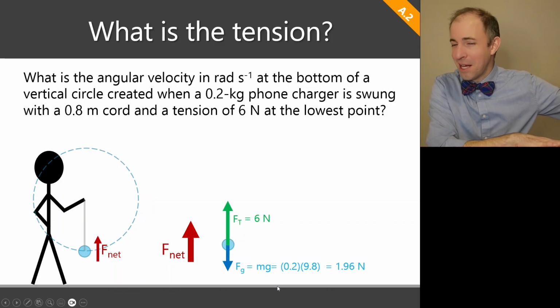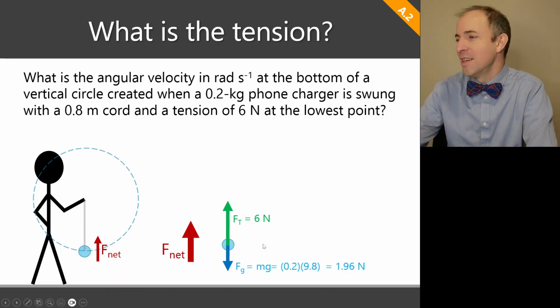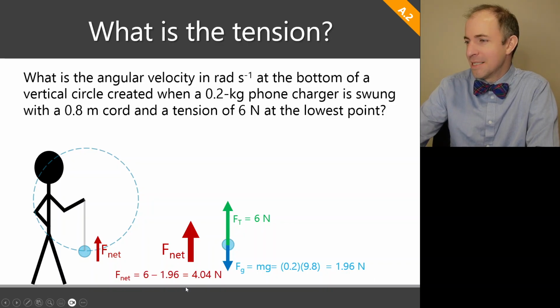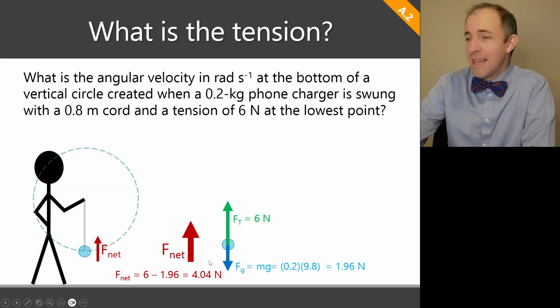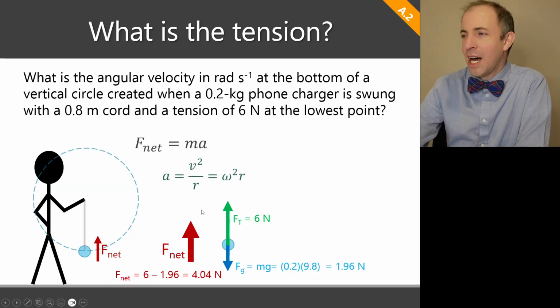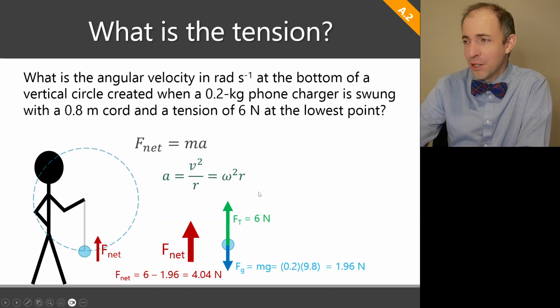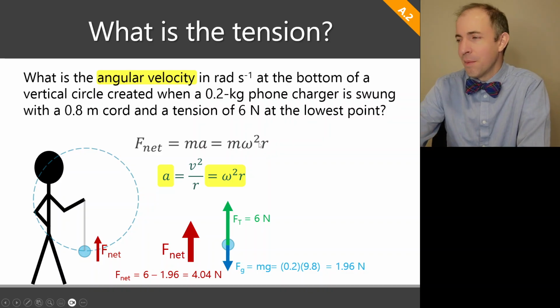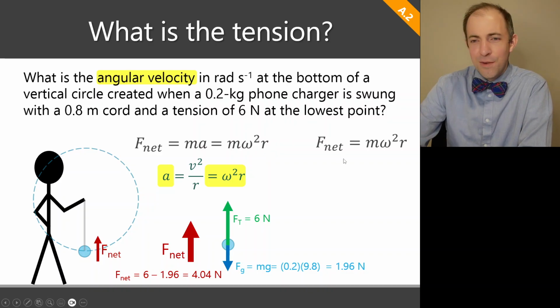So before we started with net force, here we are working our way toward that. Net force is just the tension minus the gravity, 6 minus 1.96, which is 4.04. That net force can be helpful because net force is equal to mass times acceleration. I want to know an angular velocity here. While there's a couple different equations that we could use, we used v squared over r last time. Angular velocity is omega, that's this little w symbol. So I'm going to use that equation, a is equal to omega squared r, as my acceleration. So m times the acceleration, omega squared r, I can use for my net force.